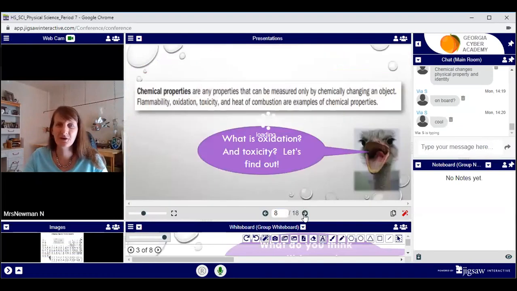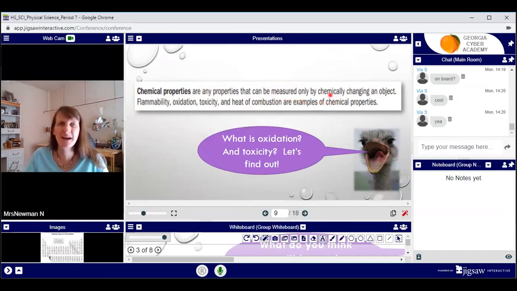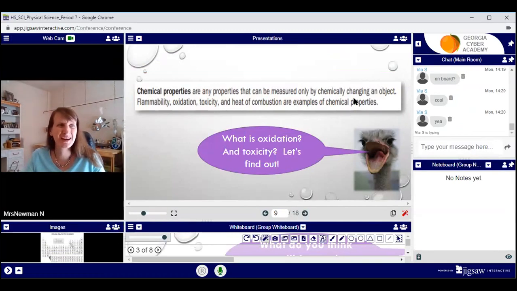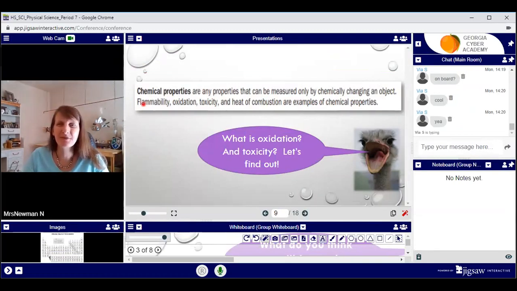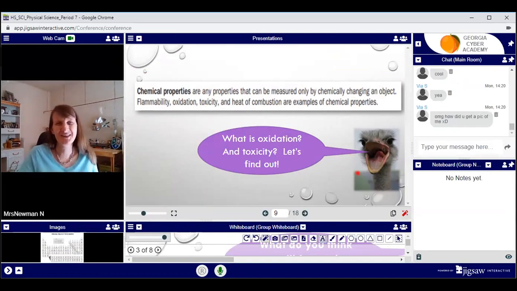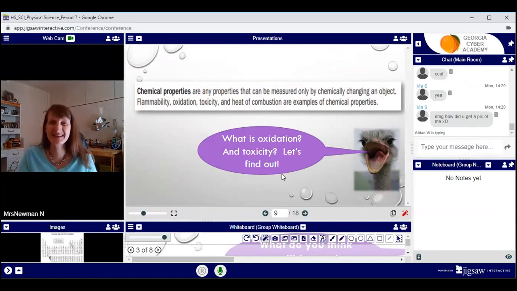All right, so chemical properties can be measured only by chemically changing the object. Flammability, oxidation, toxicity, heat of combustion. All right, so what is oxidation? Any idea? What is toxicity?